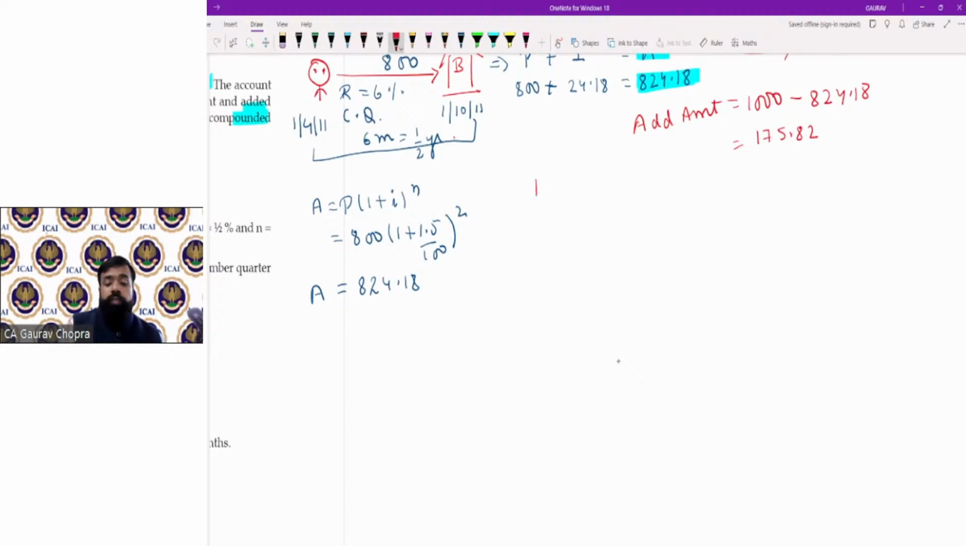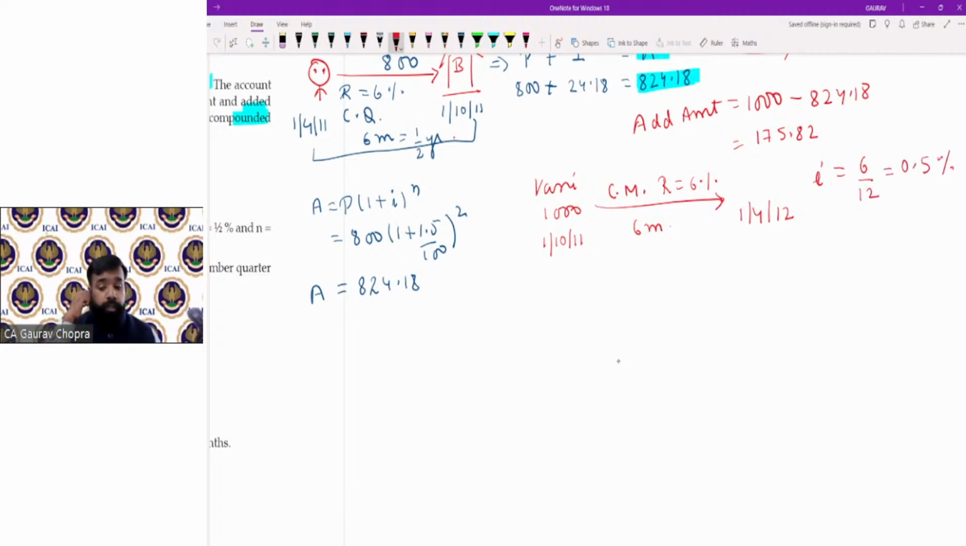Now, since Vani has deposited rupees 1000 on 1st October 2011 and the date of maturity is 1st of April 2012, that is after 6 months. Compounding is done on monthly basis. The rate is 6%. So first we have to convert the rate into monthly basis. So I will be 6 divided by number of months, so 0.5% is the rate.